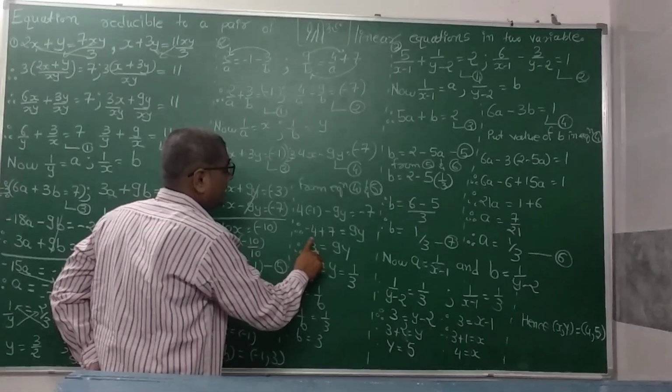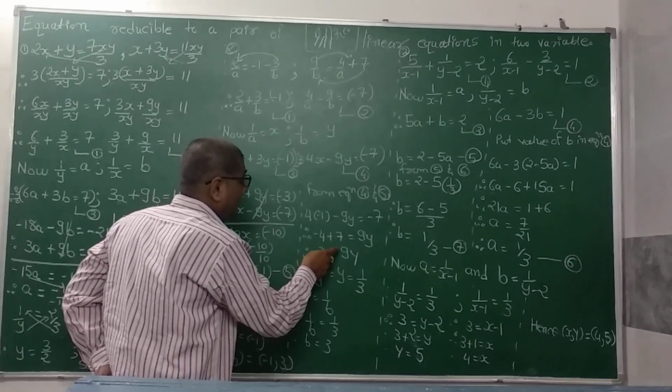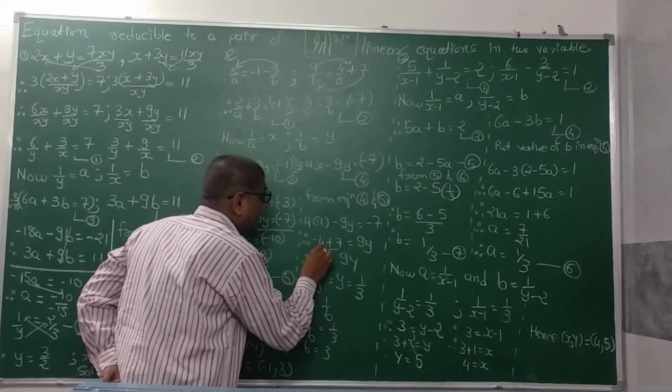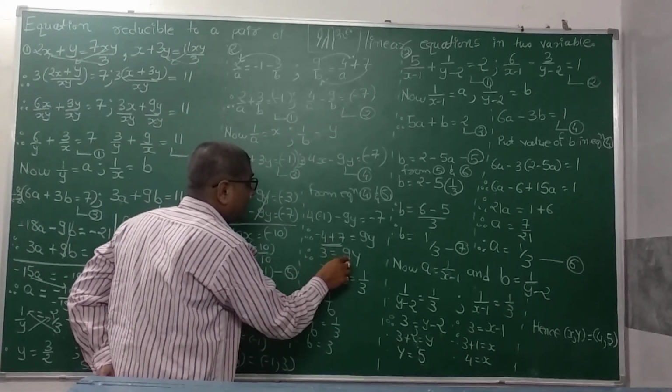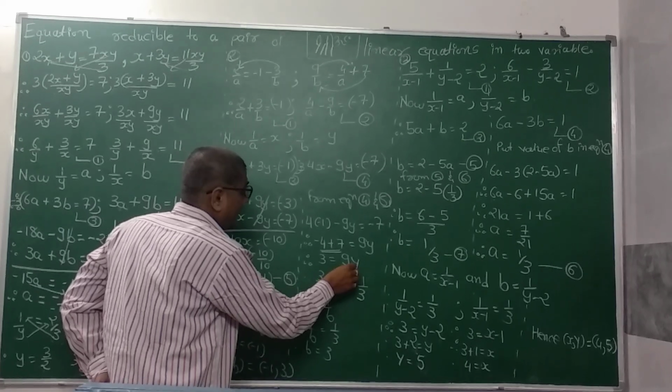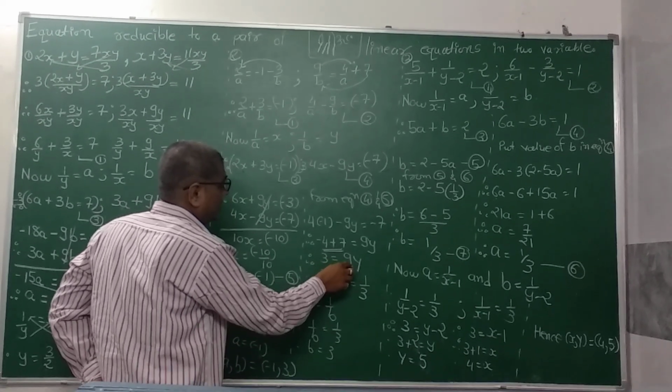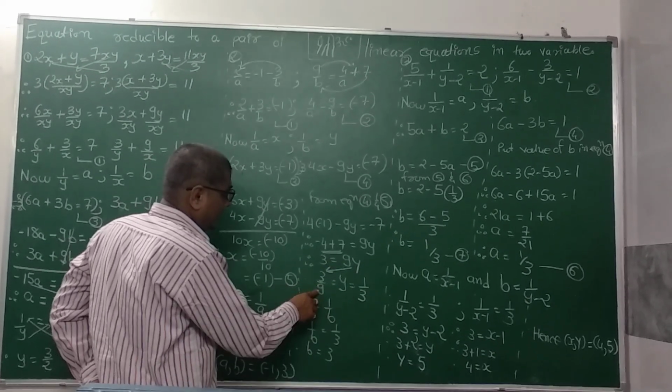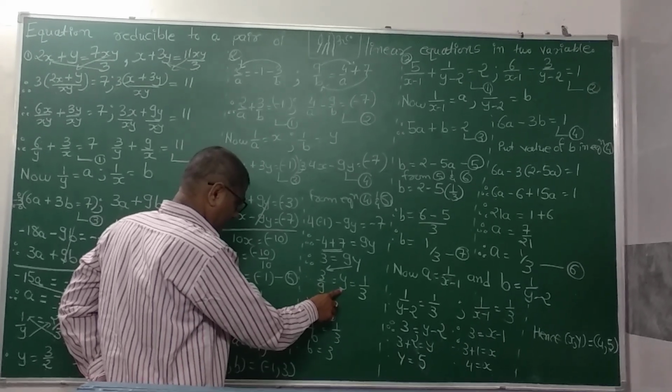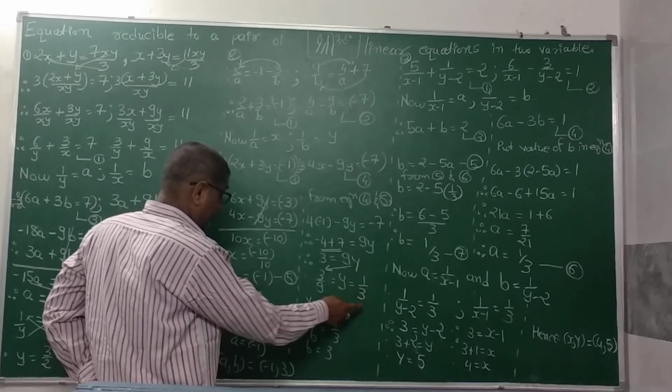Now we transpose the side. So it will be, we merge the right term, that is 3 is equal to 9y. Now applying linear equation, 9 is in multiplication form, so it will be in division form. So y is equal to 1 upon 3.